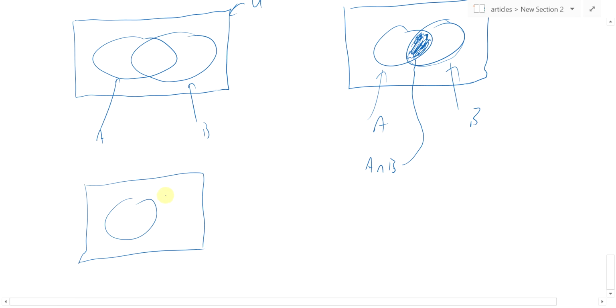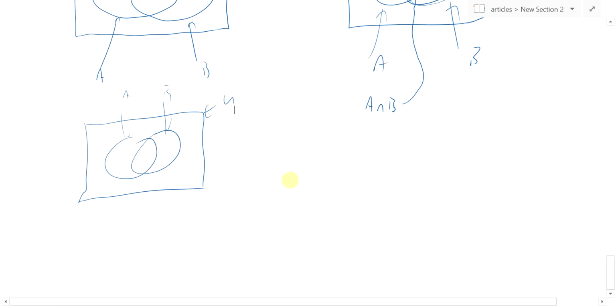What's A union B? Right? This is A, this is B, this is U, the universal set. A union B, well, that's everything that's inside of the circle A and also everything that's inside of the circle B. So that has to be this whole region inside the two circles.